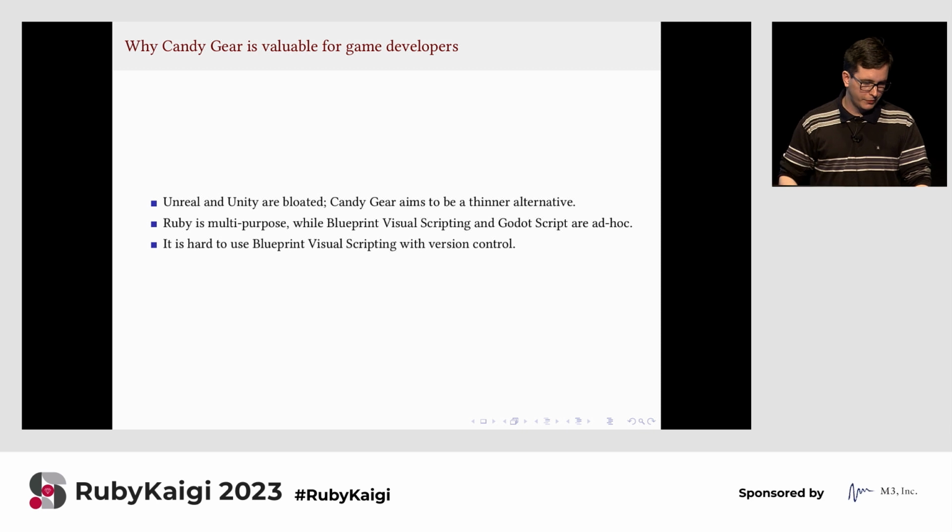And there are people that prefer thinner interfaces. This is why, for example, in Ruby we have Ruby on Rails that is a little bit bigger, but we have some thinner alternatives like Sinatra.